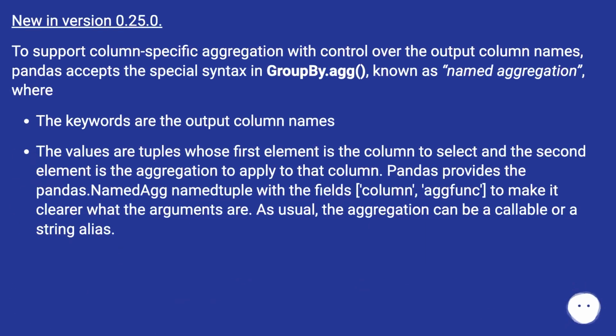New in version 0.25.0. To support column-specific aggregation with control over the output column names, pandas accepts the special syntax in Groupby.agg, known as named aggregation, where the keywords are the output column names. The values are tuples whose first element is the column to select and the second element is the aggregation to apply to that column. Pandas provides the pandas.NamedAgg namedtuple with the fields column, aggfunc, to make it clearer what the arguments are. As usual, the aggregation can be a callable or a string alias.